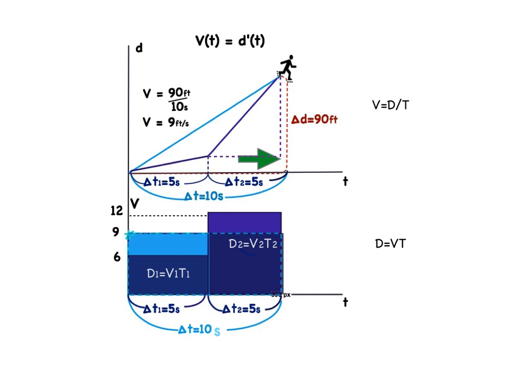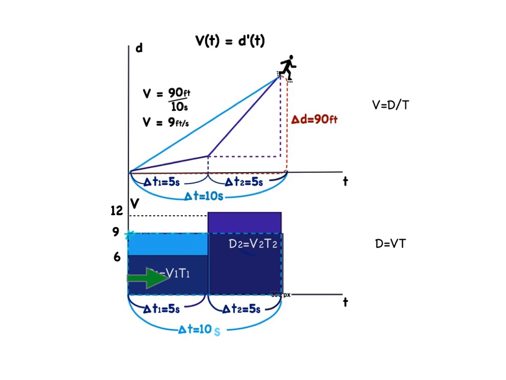And again, that must correspond to this displacement, right? When you multiply those 12 feet per second with the 5 seconds, you get this displacement, the purple one, right? That's the purple displacement under the 12 feet per second function.